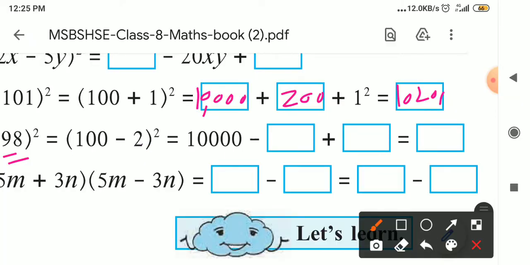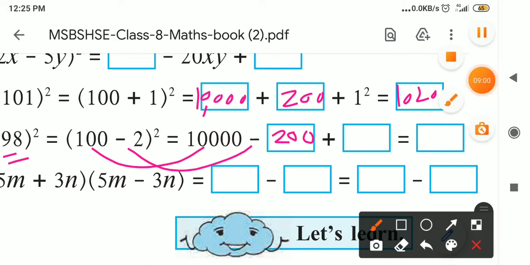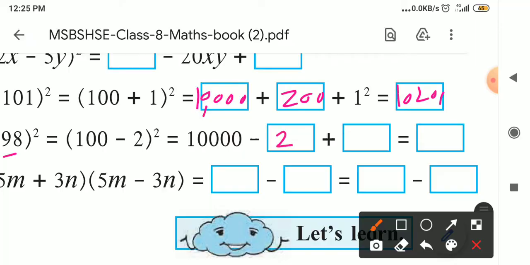Similarly, just like the above example, first of all write the 100 square. Then here we have to give the negative sign. 2 into both terms multiplication, so 2 into 100 into 1 is equal to 200. Okay, and then 2 square is 4. Now we have to do the subtraction of 10,000 minus 200. How much is 10,000 minus 200? It is 9,800, and then plus 4 is its answer.